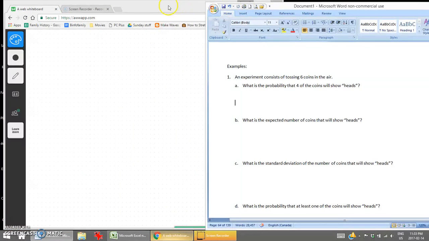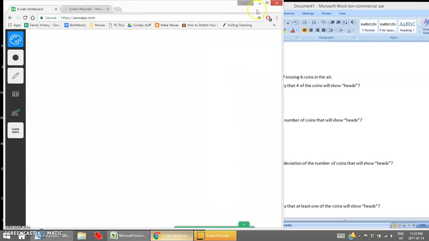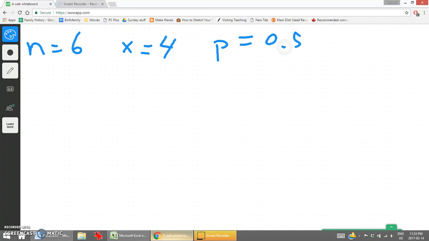So let's go into our whiteboard here. We have 6 coins. We want to know the probability of tossing those 6 coins and having exactly 4 of them show heads. Because we're talking about probabilities, the probability of success, heads, in this example, for one coin toss is 0.5. So the binomial probability that x equals 4 would be written as this.